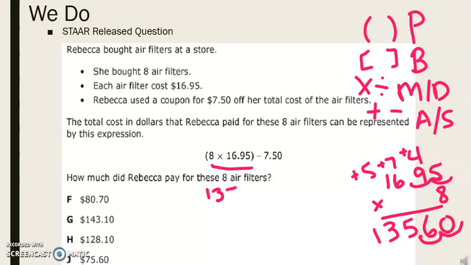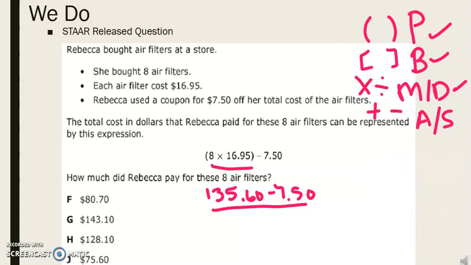Now remember, she used a coupon, so we're going to finish up by subtracting. We don't have any more parentheses, we're done. Brackets, multiplication and division, we don't have any. We're done with all that. So we're left with add and subtract. So now we're going to subtract that. Again, that's not something I can do on the top of my head, so I'm going to subtract that to the side.